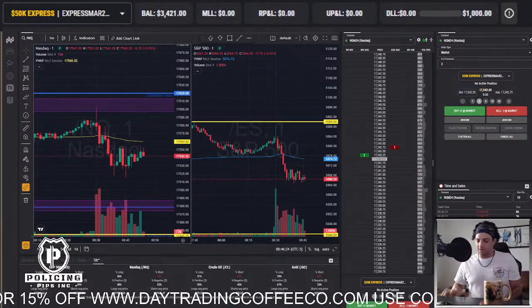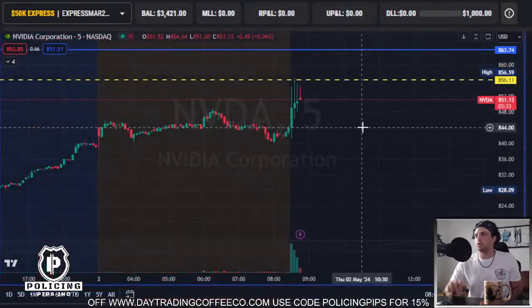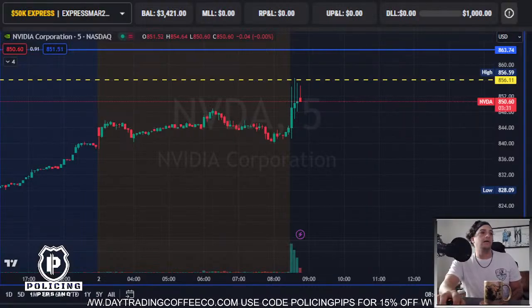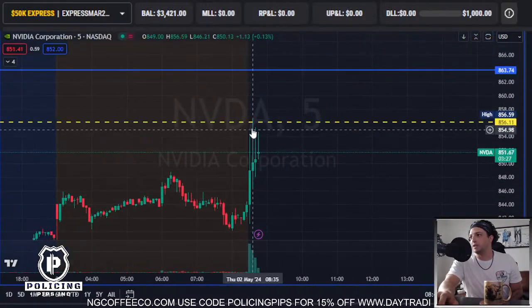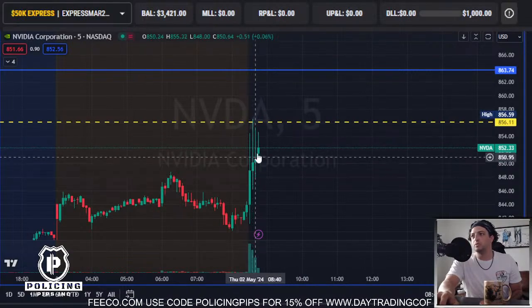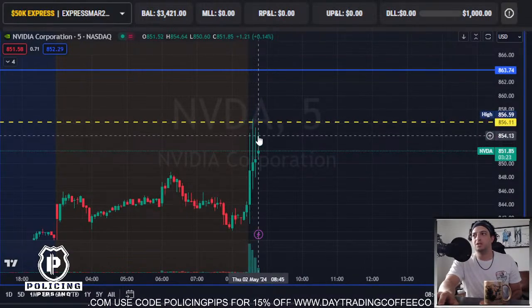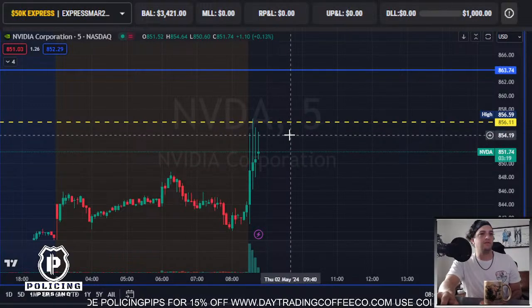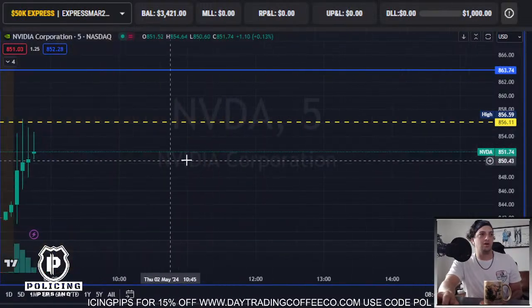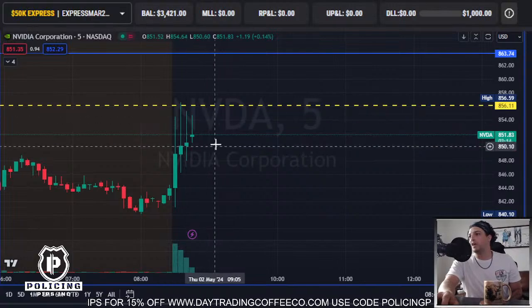But right now, if you look at Nvidia, oh, that's the wrong chart. Nvidia's here. Nvidia has these wicks up at my major structure level, that 856. We came up to it, rejected once, twice, three times. Now this fourth candle didn't even come up into there. It came up to 854 and has another nice long wicking tail on the 5-minute chart here.